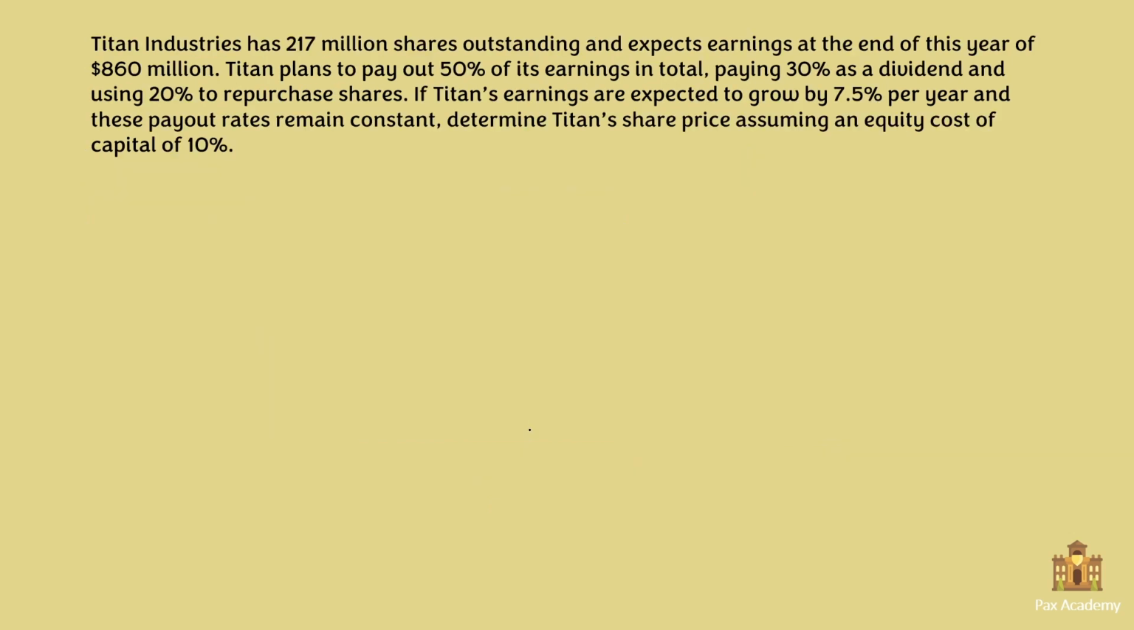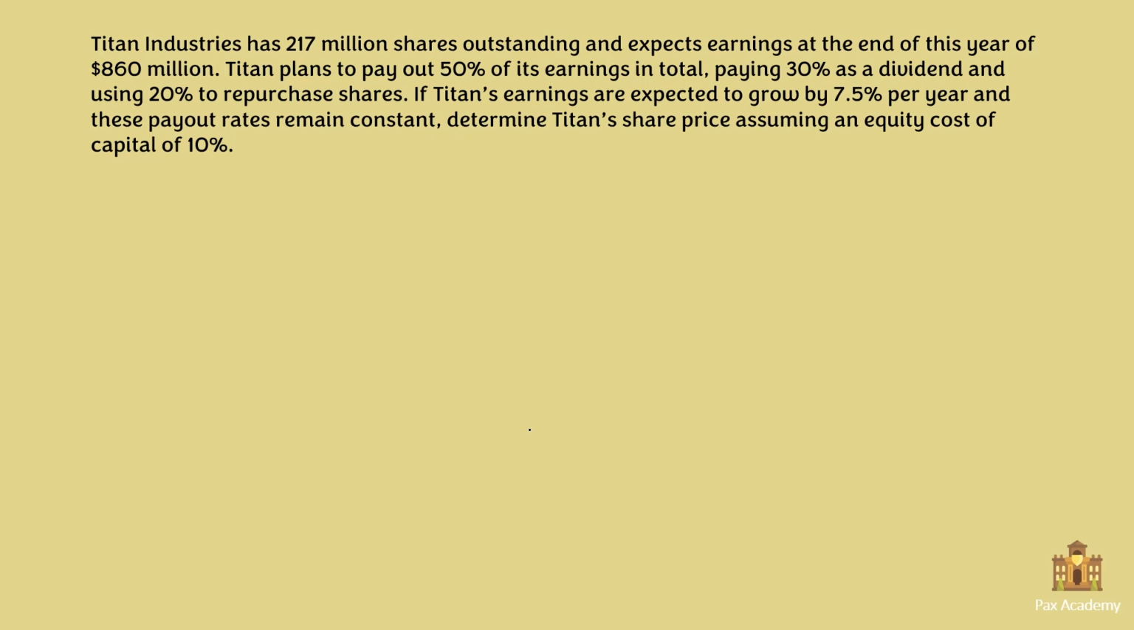Let's look at this exercise to illustrate what we just said. Titan Industries has 217 million shares outstanding and expects earnings at the end of this year of $860 million. Titan plans to pay out 50% of its earnings in total, paying 30% as dividends and using 20% to repurchase shares. If Titan's earnings are expected to grow by 7.5% per year, and these payout rates remain constant, determine Titan's share price assuming an equity cost of capital of 10%.